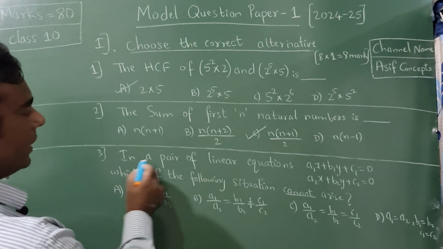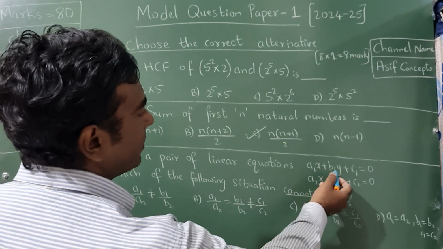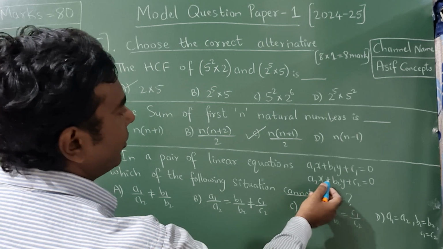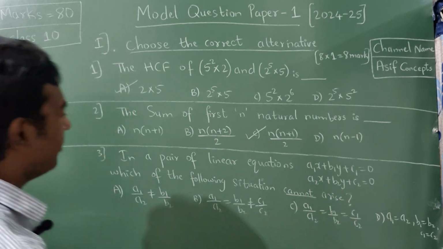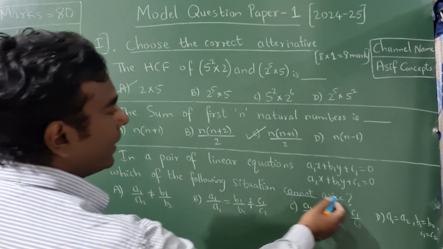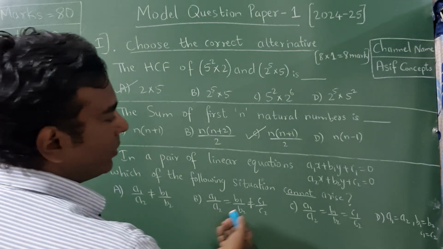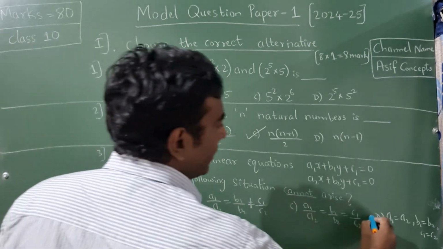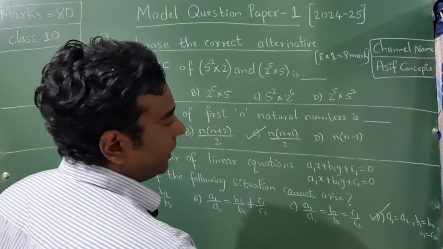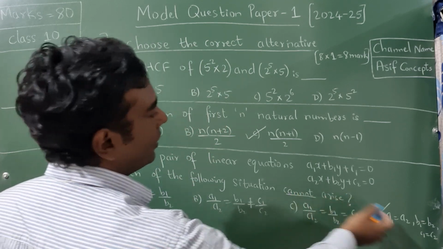The third question is: in the pair of linear equations a1x plus b1y plus c1 is equal to 0, a2x plus b2y plus c2 is equal to 0, which of the following situations cannot arise? This is already a formula. Again, this is also a formula. And option D is not a formula, so this cannot arise.